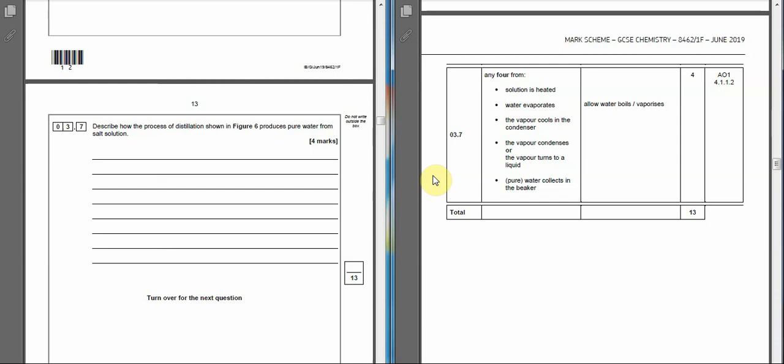It's quite easy to say that the condenser makes the water condense, but a lot of people forget to mention that it cools down the vapour. And then obviously once it's condensed, it runs into the vessel at the bottom, the beaker at the bottom.